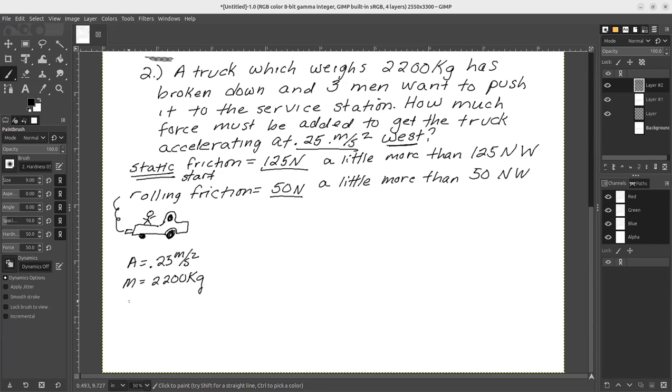But we need to know what the force to accelerate is. So force is going to equal ma. That's our formula. So let's plug it in here. The mass is 2,200. The acceleration is 0.25. We multiply that out, and we get the force is 555 newtons west. Put west up here, west.